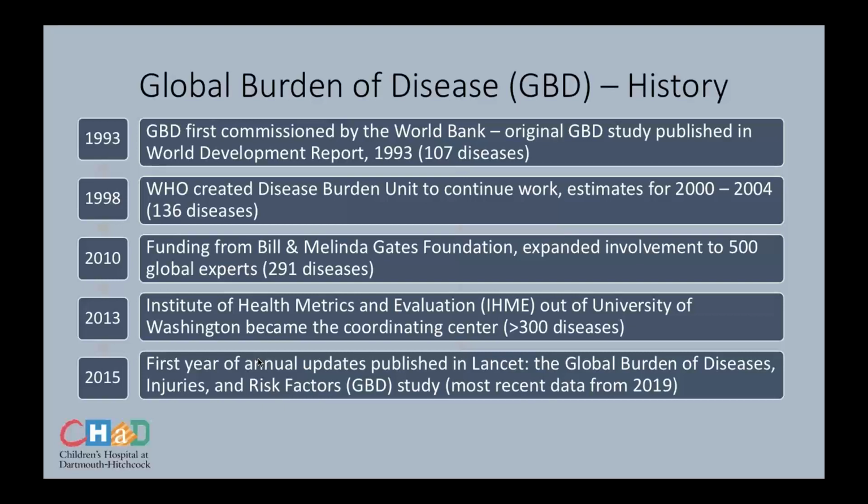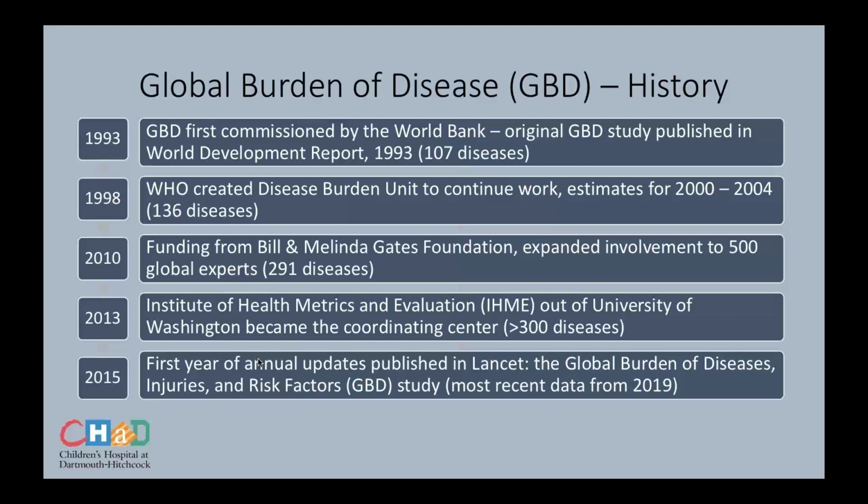And then in 2010 they got more funding from the Bill and Melinda Gates Foundation, and were able to expand this to a lot of global experts and many more disease processes, almost up to 300 at that time. In 2013 the Institute for Health Metrics and Evaluation, the IHME, was born out of the University of Washington, and that became the coordinating center for GBD. Then in 2015 they started publishing the annual reports that many of you have seen, I'm sure, in the Lancet. They're called the Global Burden of Disease, Injuries, and Risk Factors Study, otherwise known as the GBD studies.